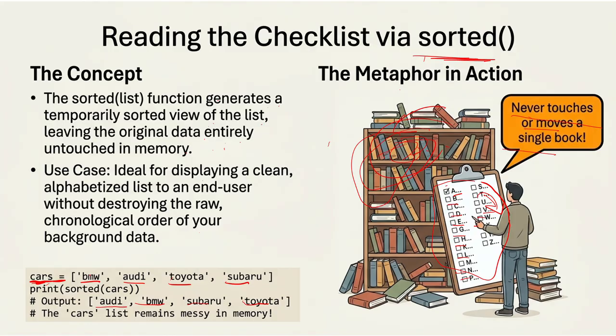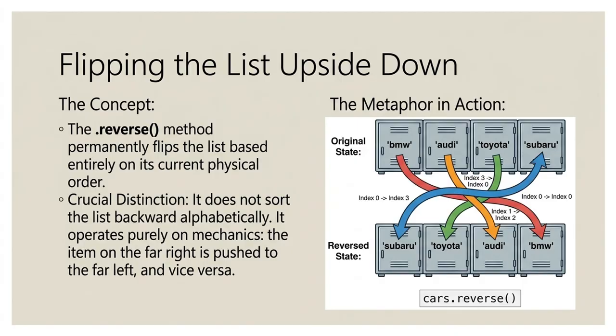But originally in memory, the cars list remains messy. The order of items within the cars list doesn't change. So that's what the sorted function does. Now let's move on to the next slide.